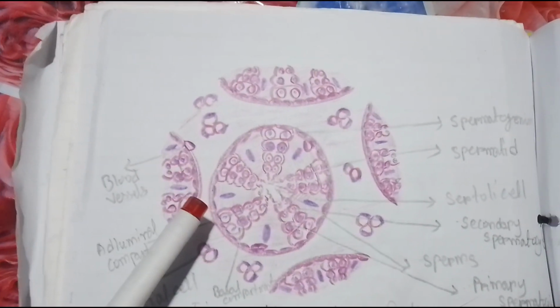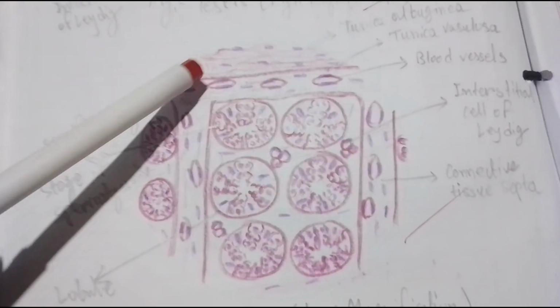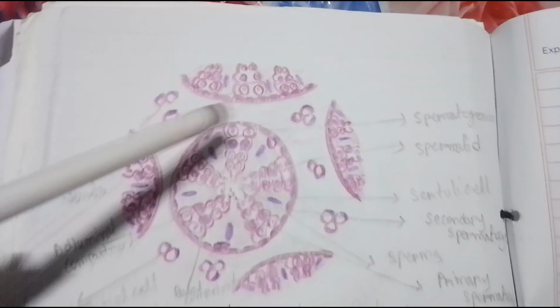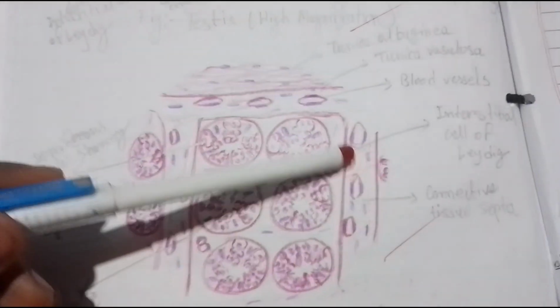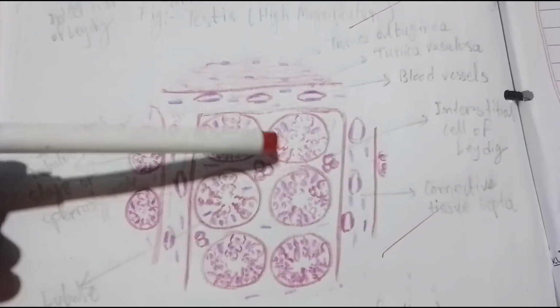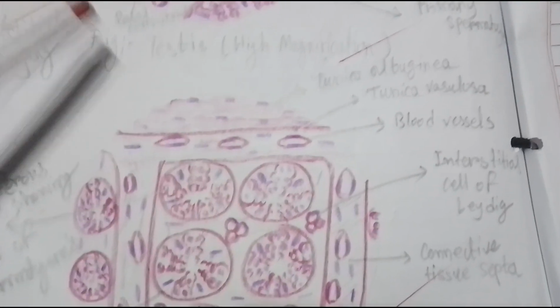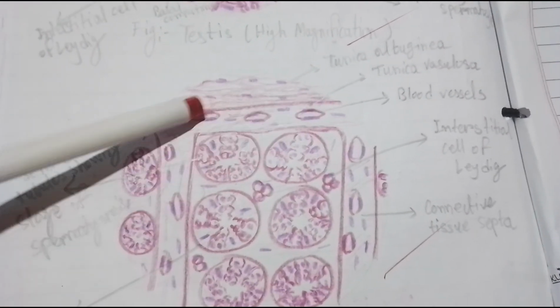Now we look for another diagram. This is the overall view in the low magnification. This one is for the high magnification, in which we are focusing only the seminiferous lobule, and this is the low magnification, in which overall we are focusing, in which you can see the various tubules, seminiferous tubules, Leydig cell, then blood vessels, then connective septa present in the testis, then tunica, external layers also, tunica albuginea, tunica vasculosa, blood vessels here you can appreciate.